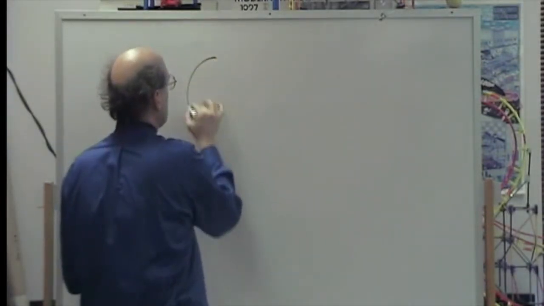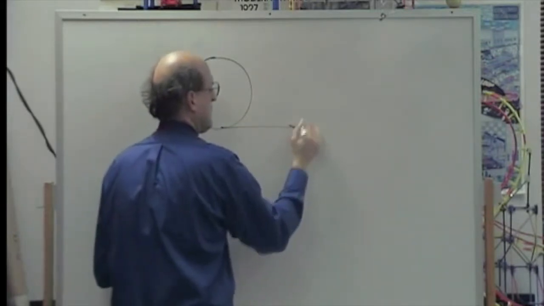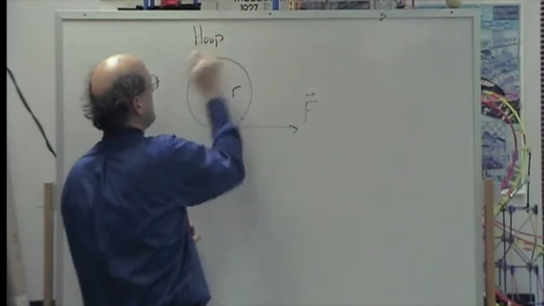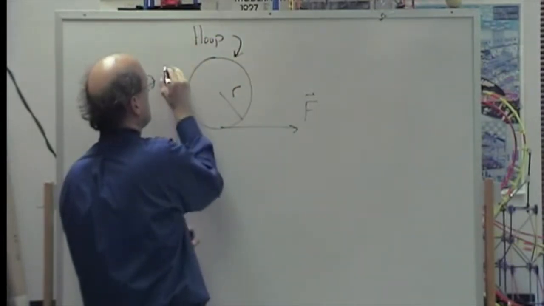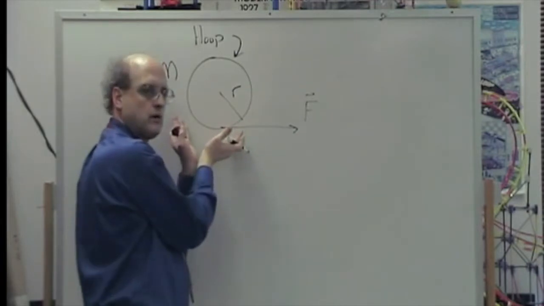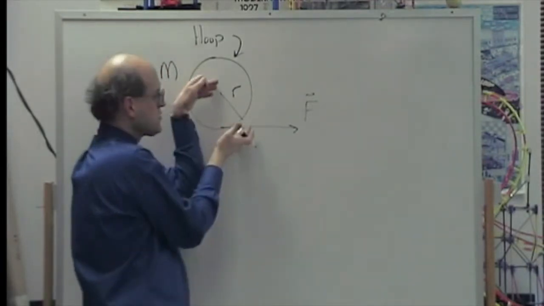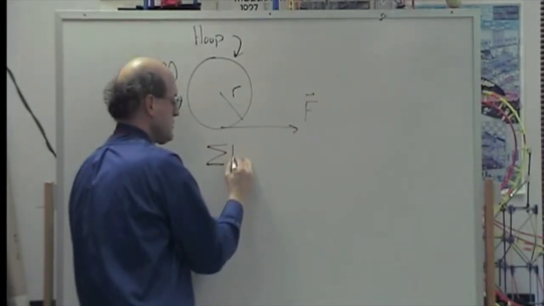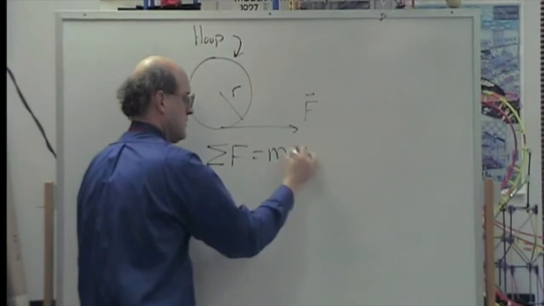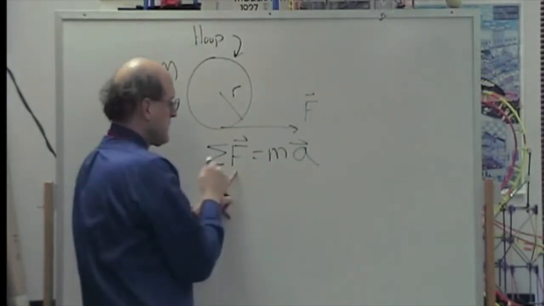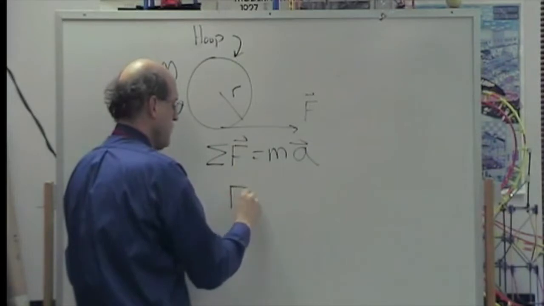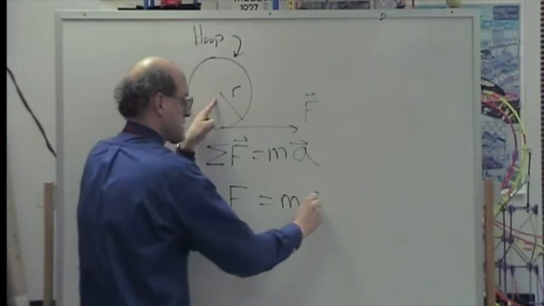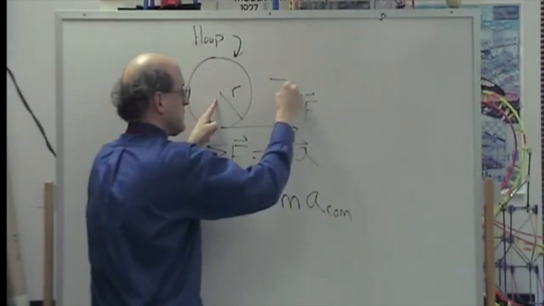We have a hoop of mass m, radius r, and an applied force. From Newton's second law of translation, we can write sigma F equals ma, so the force applied is equal to the mass of the hoop times the acceleration of its center of mass.